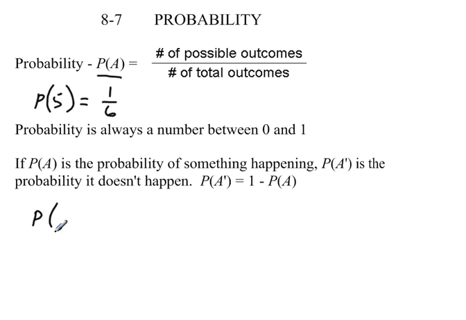So for example, if I write this, it means the probability that you roll a die and you do not get a 5. Well, we could say 1 minus 1/6, or you could just say, hey, there are 5 sides on the die that are not 5s out of 6 total sides. So the probability you roll a die and do not get a 5 is 5 out of 6. So let's take a look at a few examples here that use probability.